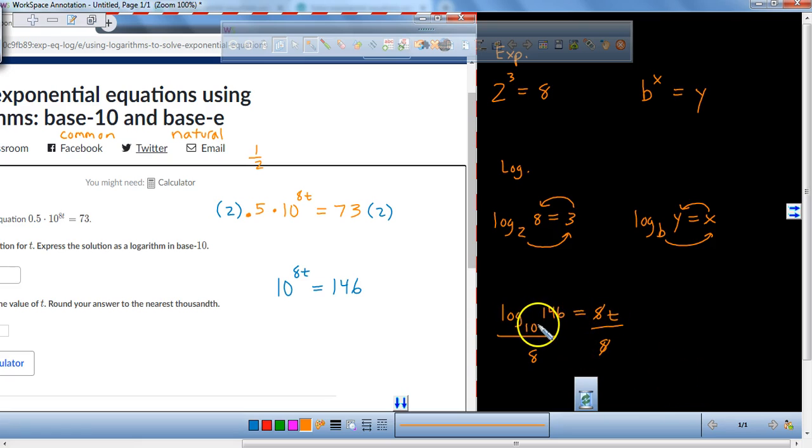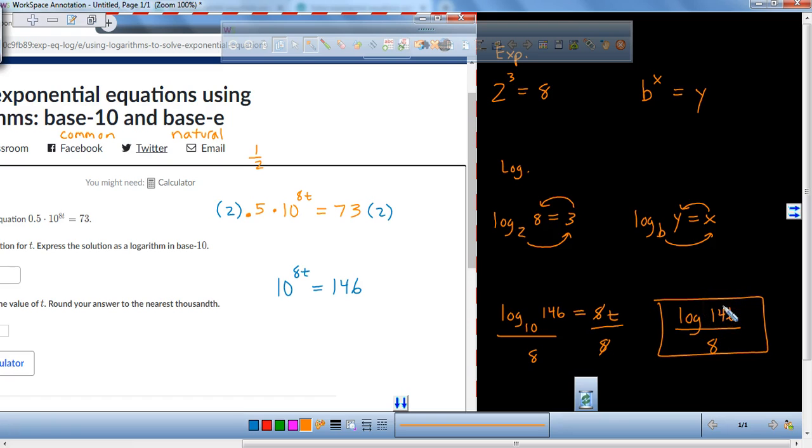Now here's the thing. This has base 10, but technically the common log is base 10. So literally you could rewrite it as the log of 146 over 8. And that's what they want for what's called the exact form.